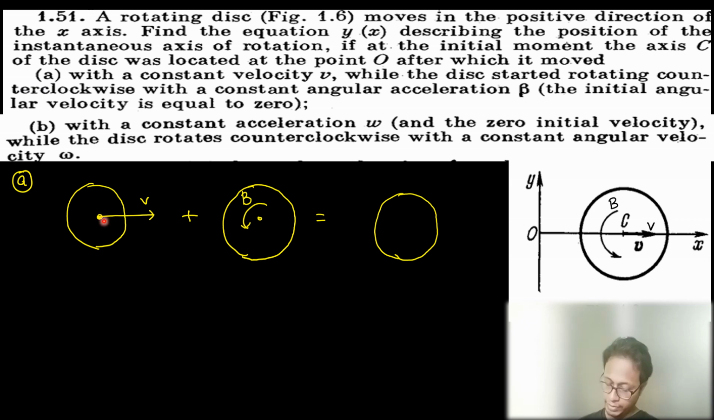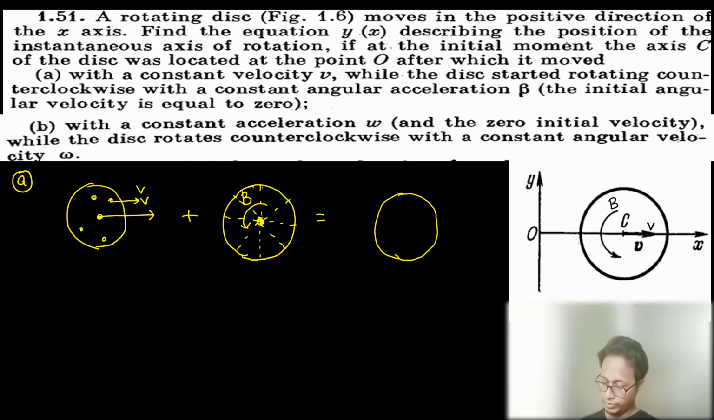See, if this point has a velocity v, that means every point in this wheel is moving in this direction with velocity v. And if it is also rotating with angular acceleration in this direction, that means every point from the center will exhibit a rotational motion about this center.